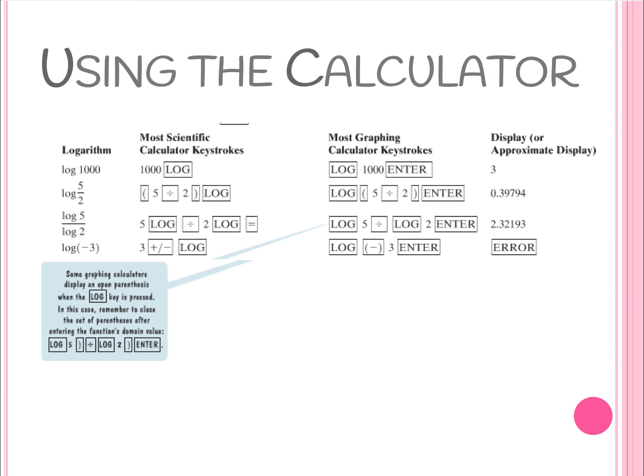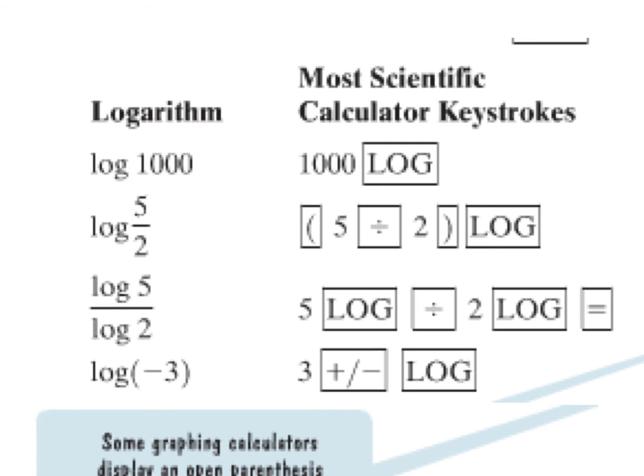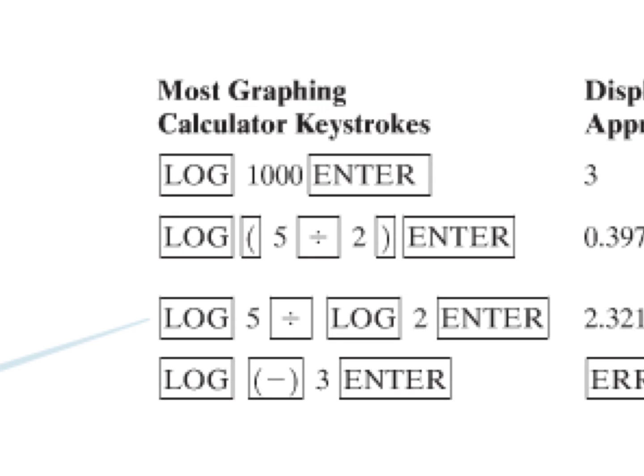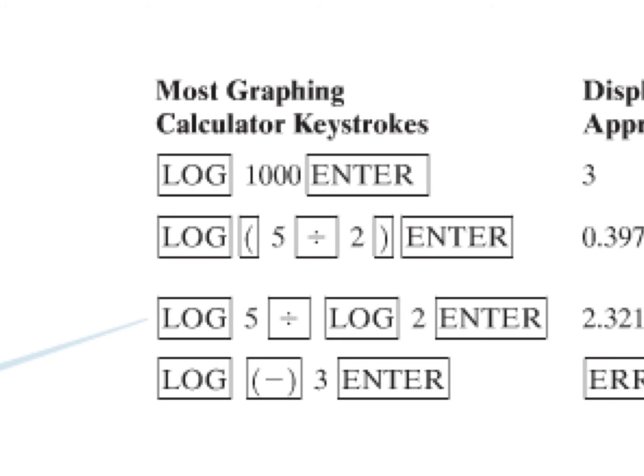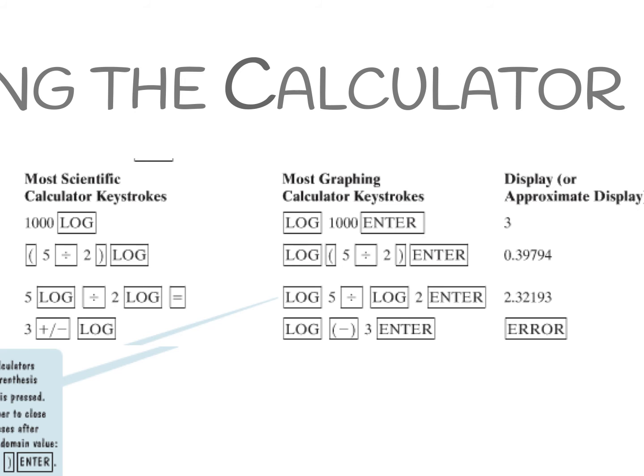So this page just talks about entering it into the calculator. Some calculators are different. So notice here, if we're taking the log of 1,000, some calculators you type 1,000 and then log. Some calculators you have to do log 1,000 and then enter. So every calculator is different. You just have to know how to use your own calculator.